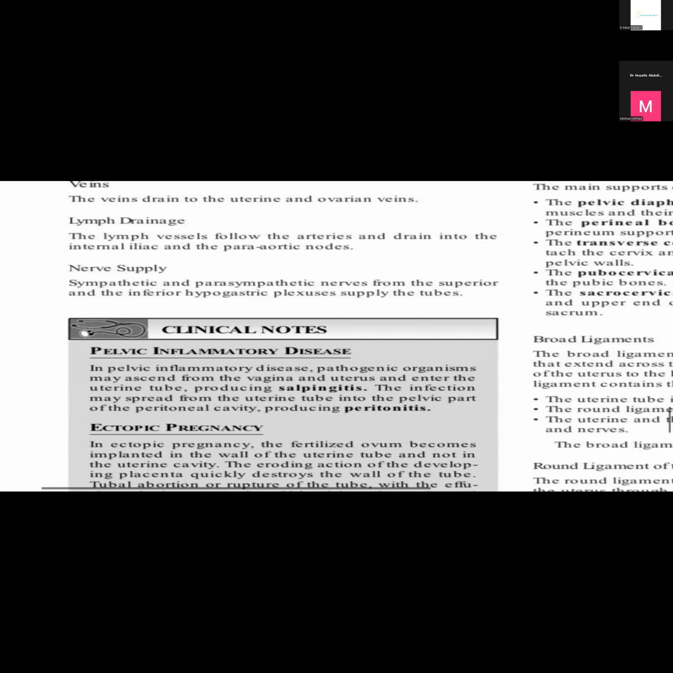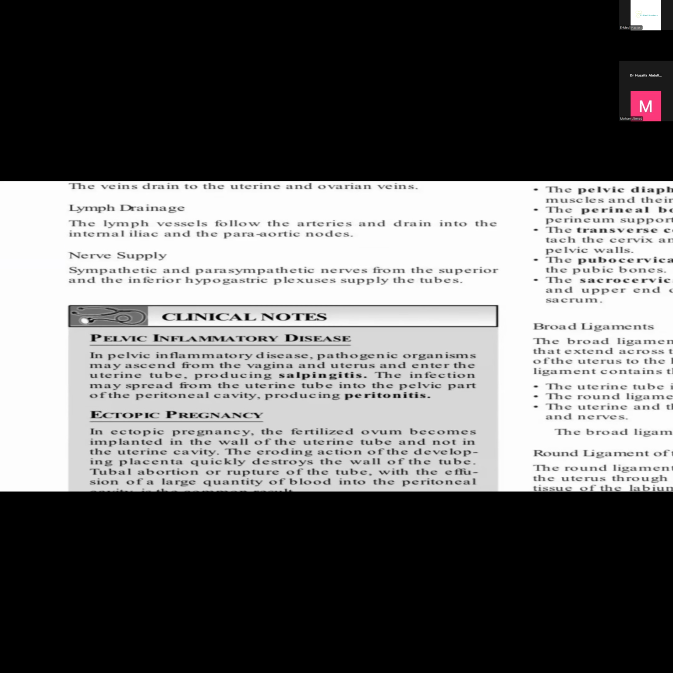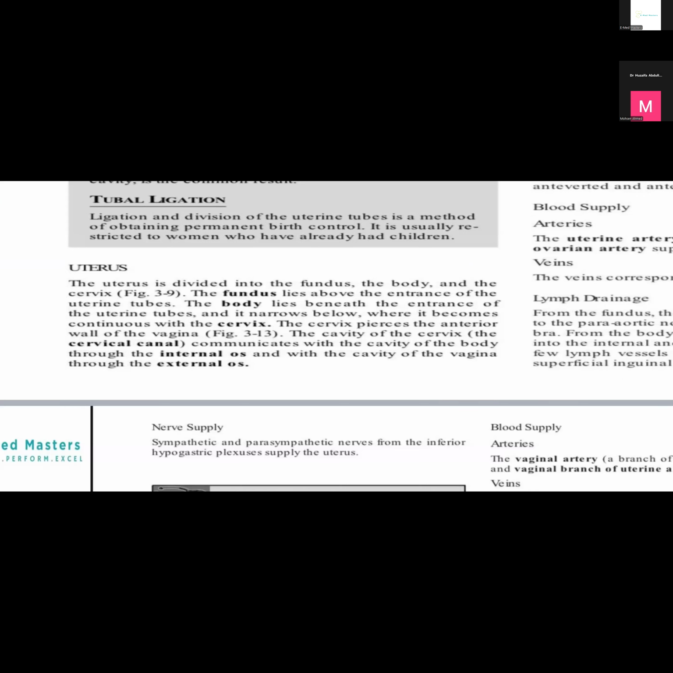Uterus. The uterus is divided into three parts: fundus, body, and cervix. The fundus lies above the entrance of the uterine tube. The body lies beneath the entrance of the uterine tube, and it narrows down below and becomes continuous with the cervix. The cervix pierces the anterior wall of the vagina, and the cavity of the cervix is called the cervical canal. It communicates with the cavity of the uterus through the internal os and with the cavity of the vagina through the external os.